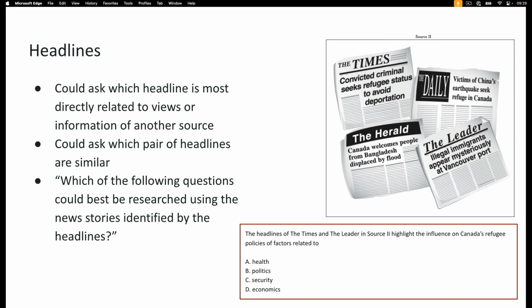Ignore the titles of the newspapers. So here we have like the Times or the Daily, the Herald, the Leader. That's not the important part. It's what the actual headlines are saying in these sources that is going to be important.